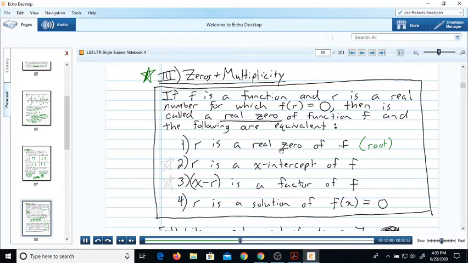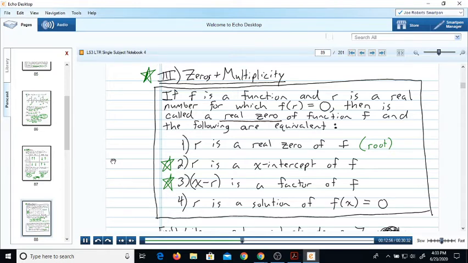x minus r is a factor of f. That's going to be very important. Same thing with the x-intercept. And this is a little redundant, but r is a solution of setting the polynomial equal to 0 and solving. But it's really that factoring property that's key.